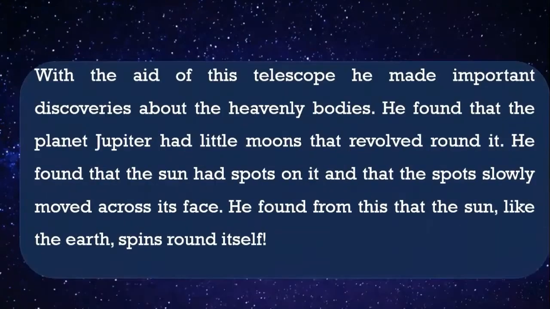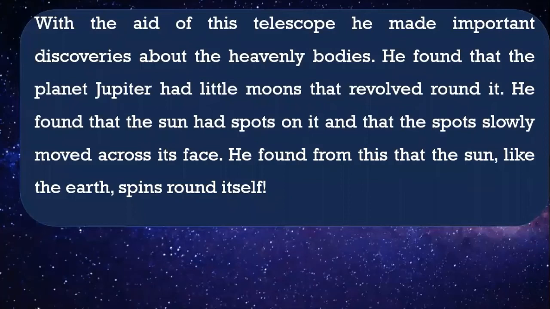Next paragraph. With the aid of this telescope, he made important discoveries about the heavenly bodies. He found that the planet Jupiter had little moons that revolved around it. We thought there's only one moon, right? But no. See, he found that Jupiter is the biggest planet. Okay, it's huge. It has the ability to swallow all the planets of Earth. It is that big, that massive. And it has little moons that revolve around it.